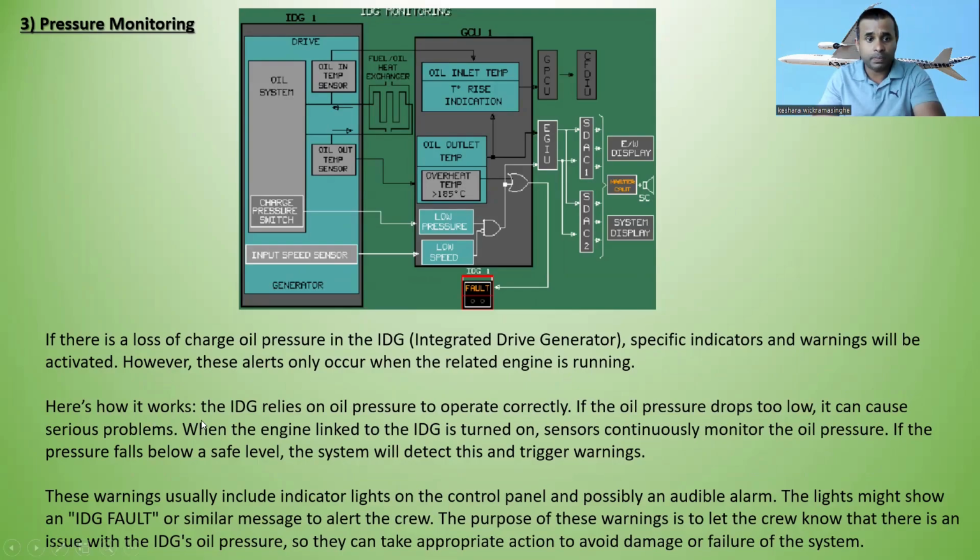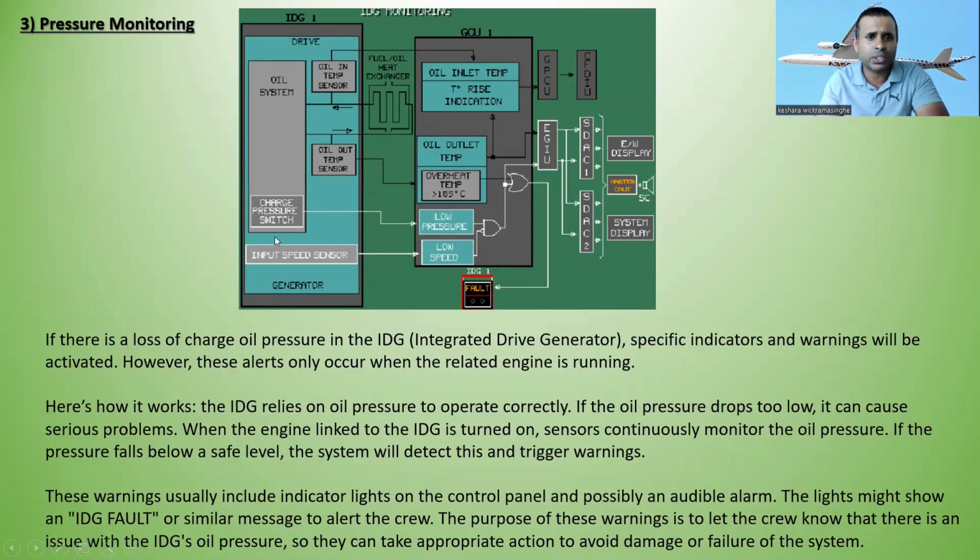So here's how it works. The IDG relies on oil pressure to operate correctly. If the oil pressure drops too low, it can cause serious problems. When the engine linked to the IDG is turned on, sensors continuously monitor the oil pressure. If the pressure falls below a safe level, the system will detect this and trigger a warning.